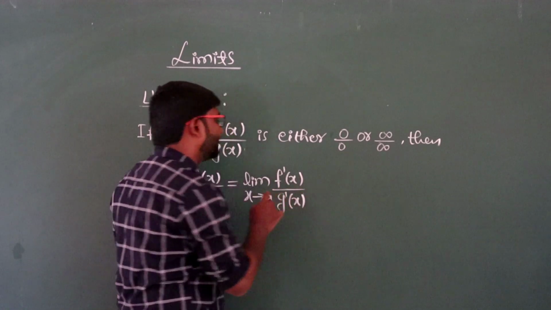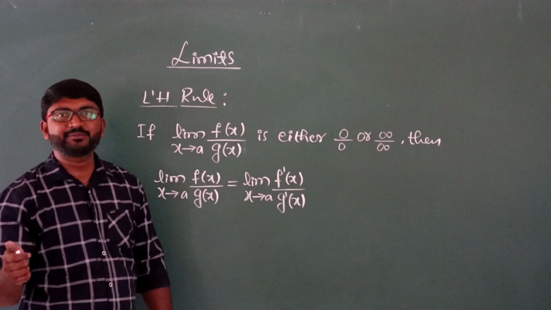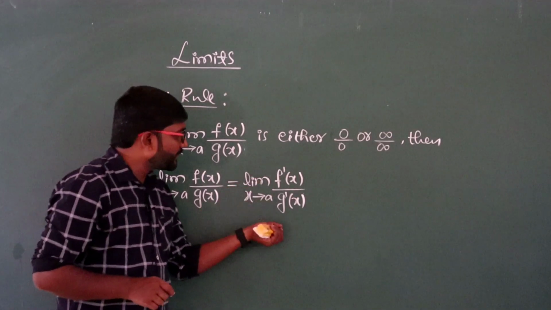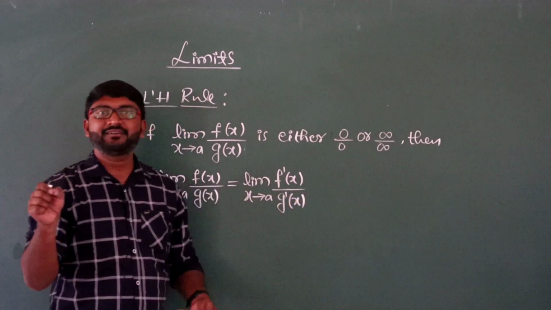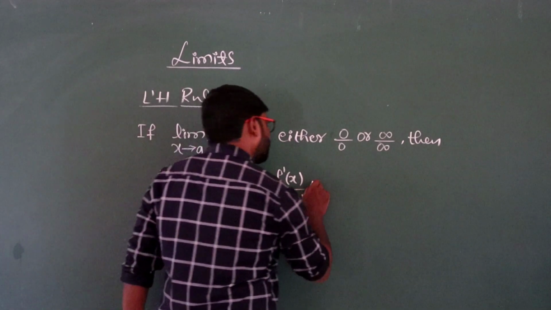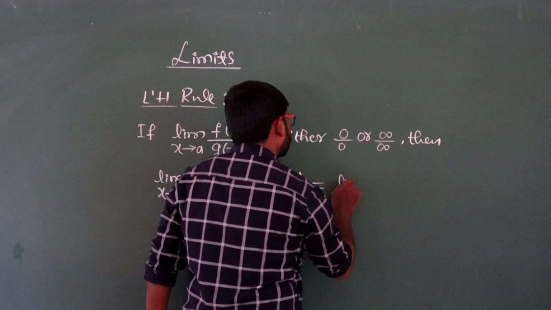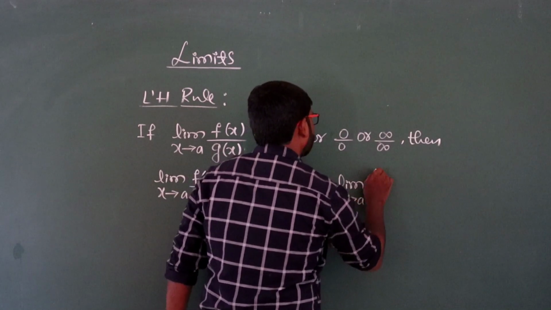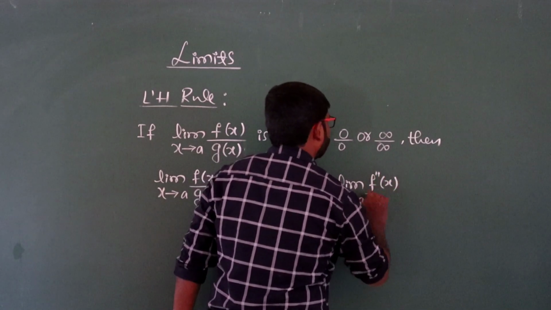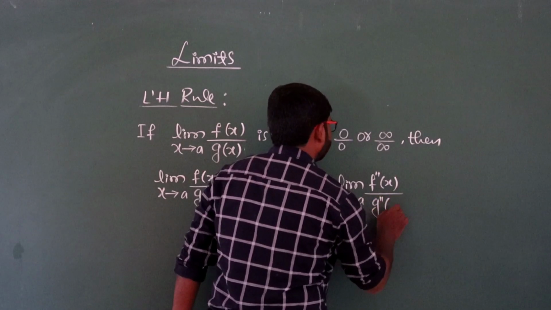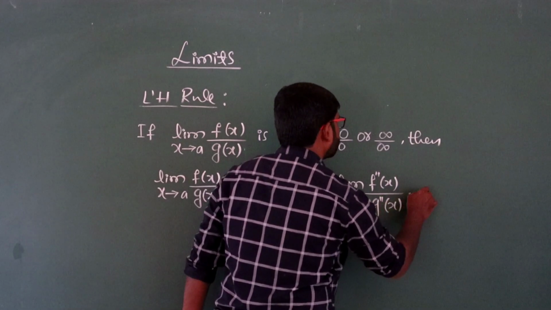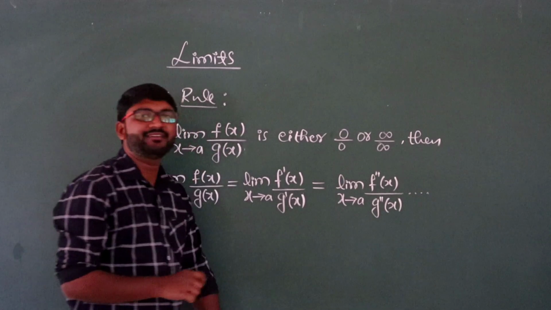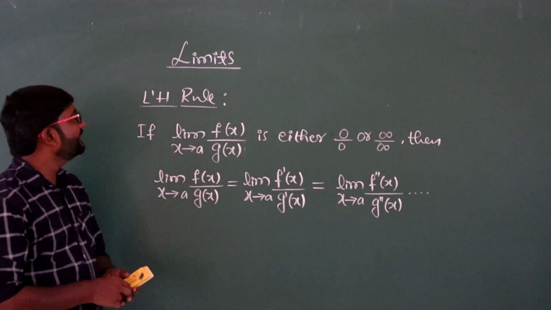is equal to limit x tends to a, f dash of x by g dash of x. So here we take the derivative of the numerator and the derivative of the denominator, and this process continues till we get the correct answer. So this is equal to limit x tends to a, f double dash of x by g double dash of x, and this process continues till we get the correct answer. So this is the L'Hospital's rule.